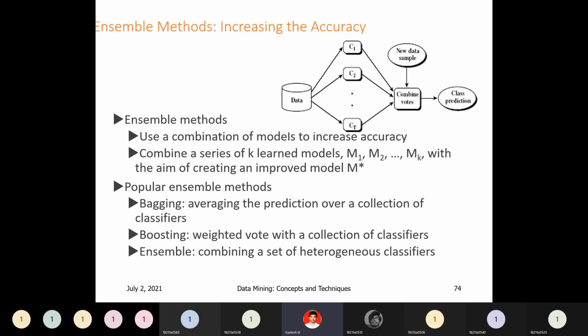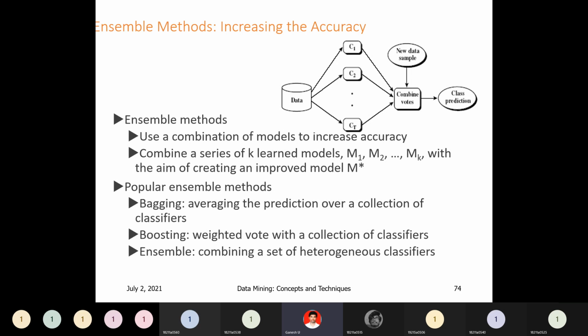Then we will see what the different ensemble methods are. The popular ensemble methods are bagging and boosting. In your syllabus also you have bagging and boosting techniques. So what is meant by bagging? Bagging is nothing but averaging the prediction over a collection of classifiers. In bagging, you apply the same principle as in the ensemble method.